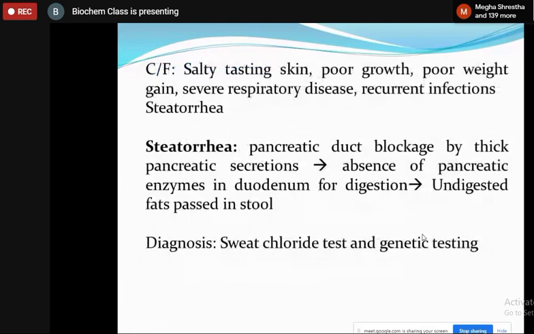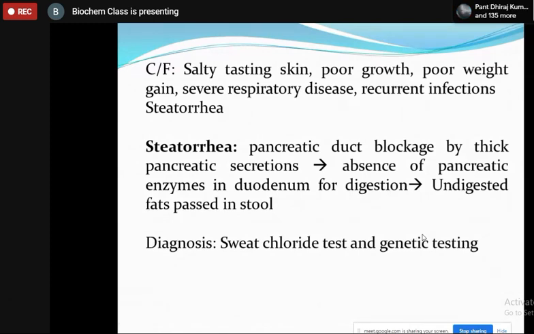In cystic fibrosis, the pancreatic secretions become very thick and block the pancreatic duct, due to which the pancreatic secretion does not reach the duodenum, which is its site of action. So when there is absence of pancreatic enzymes in the duodenum, digestion of fat does not take place because the fat digesting enzyme, pancreatic lipase, is present in the pancreatic secretion. There is also a defect in the digestion of proteins because all those protein digesting enzymes are also present in the pancreatic secretion.